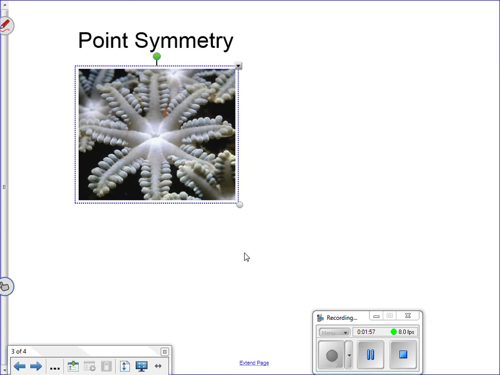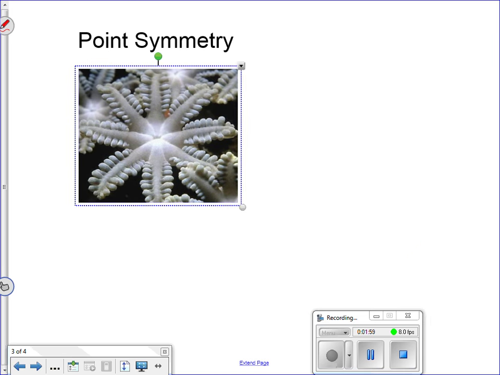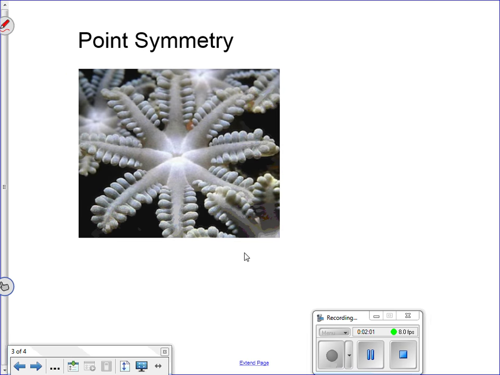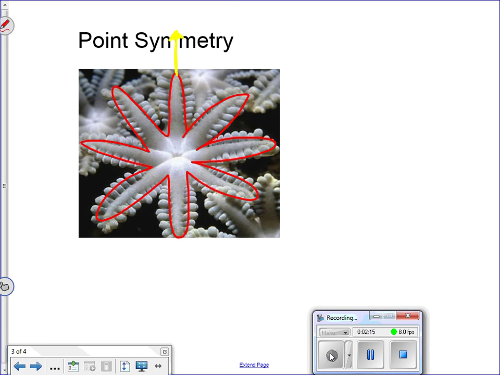Now let's take a look at point symmetry. Point symmetry is basically if I can take the shape and rotate it 180 degrees, then it has point symmetry. Okay? 180 degrees. Now I'm going to add an arrow to this. That arrow is going to help me indicate 180 degrees. So a 180 degree rotation will be pointing to the back.